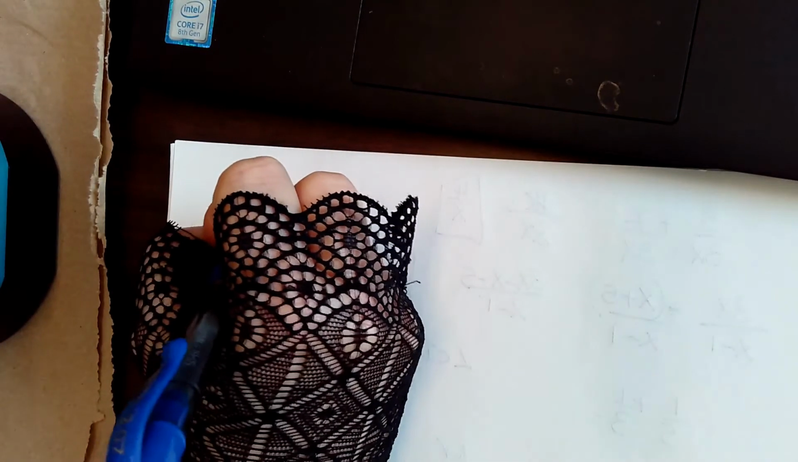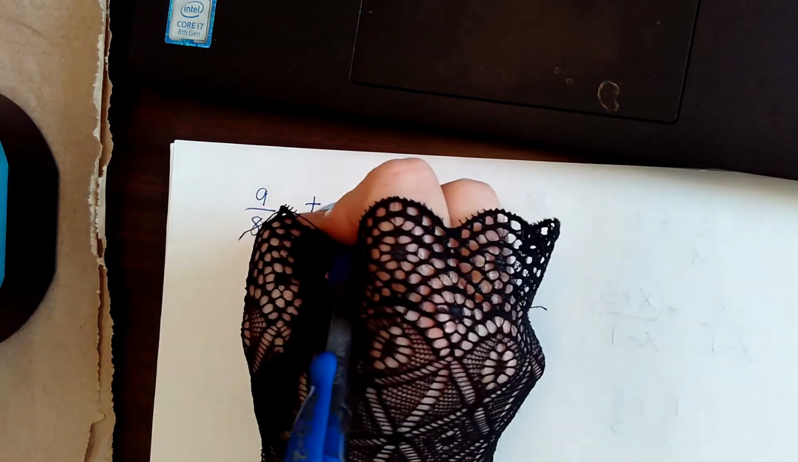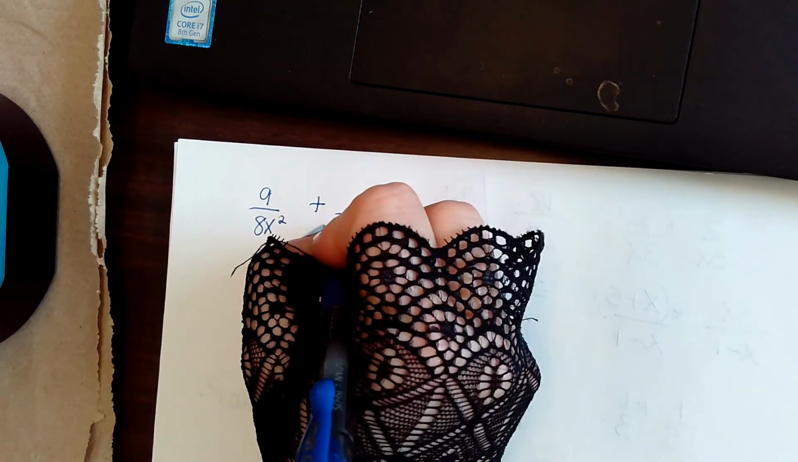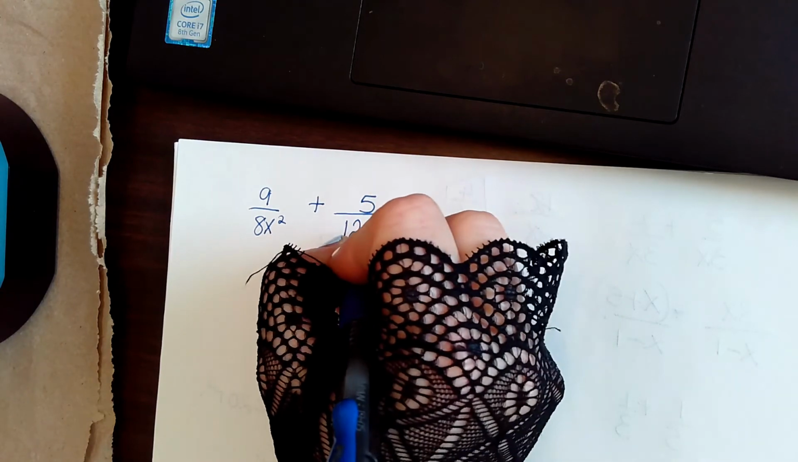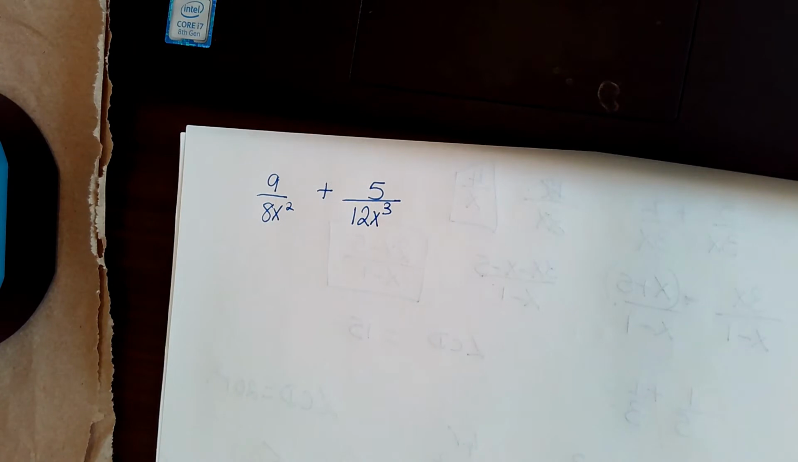And we're going to start with an example. So here we go: 9 over 8x squared plus 5 over 12x cubed. Okay? So the most important thing, and you're almost 50% of the way there, is finding the correct LCD. If you do that, then adding them together is going to be super easy.